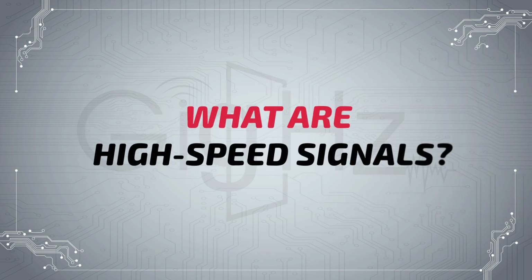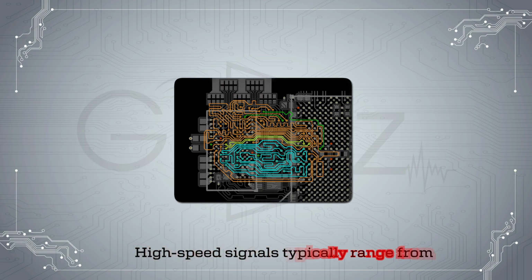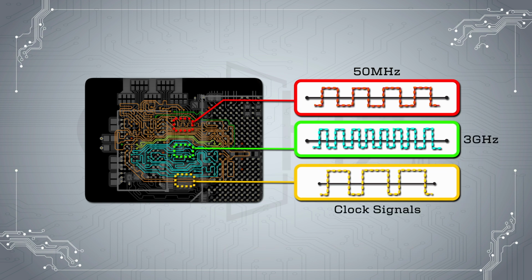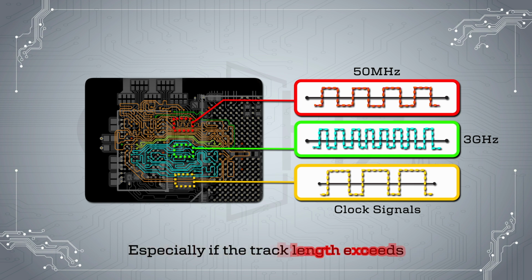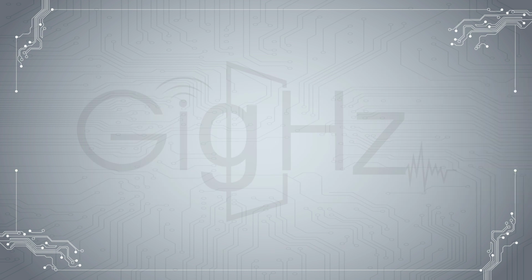What are high-speed signals? High-speed signals typically range from 50 MHz to 3 GHz, including clock signals. For accurate signal transmission, we rely on transmission line methods, especially if the track length exceeds the signal's wavelength. Next, we'll examine the different categories of high-speed signals.